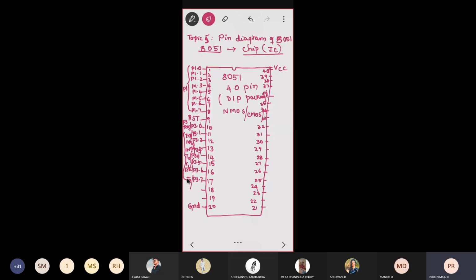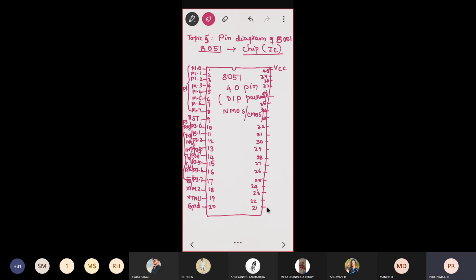So you have the rest, 18th and 19th pin. The 18th pin is XTAL2. If you remember when I was explaining the crystal oscillator, I took 2 pins of 8051, that is 18 and 19. Between these 2 pins, the crystal oscillator will be connected to generate the crystal frequency for 8051.